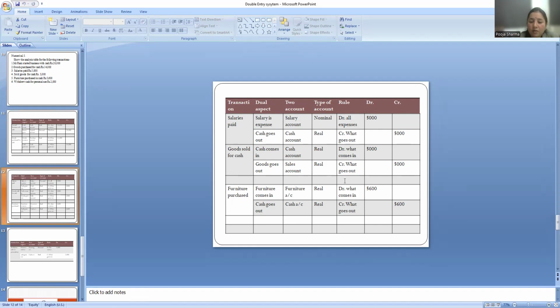Here, in the place of the goods, we have written the sales, because as I told you, at the time of the purchase of the goods we will write the purchase, and at the time of the sale of the goods we will write the sales.